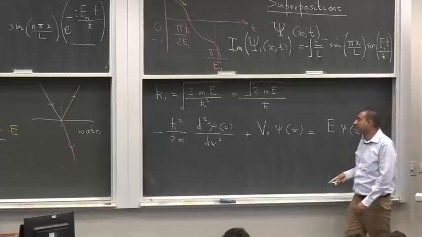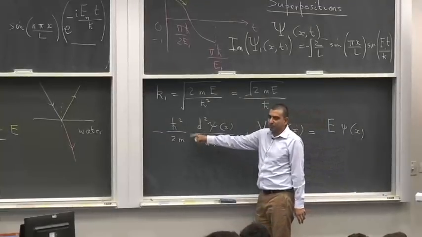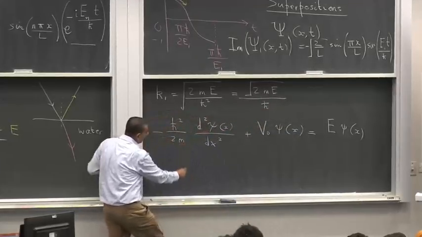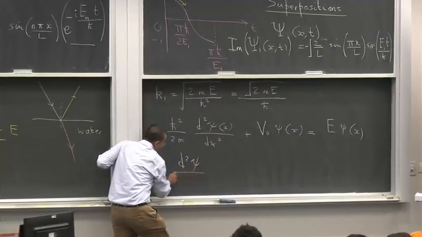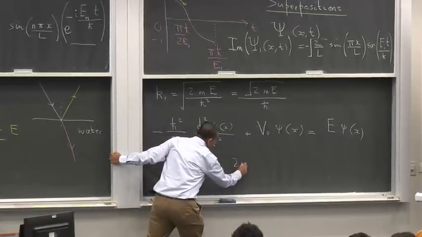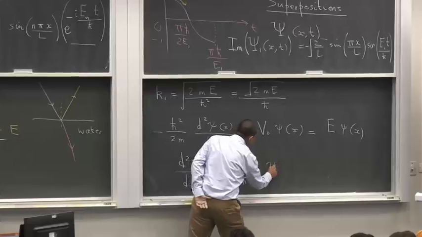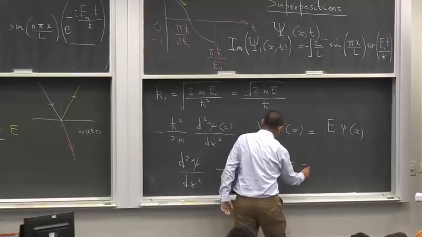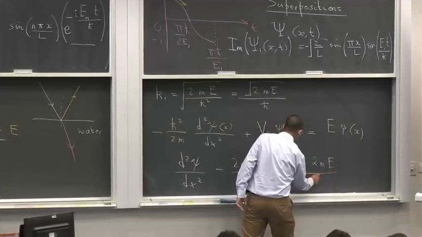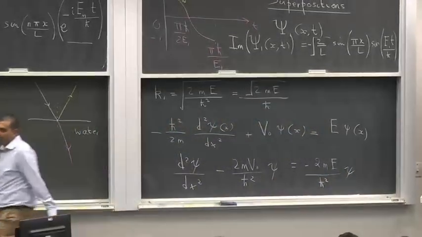So I would like to multiply both sides so as to make the coefficient here 1, in other words, so that I simplify my equation. If I make the coefficient go to 1, I just write d squared psi by dx squared minus 2m V naught over h bar squared psi equals minus 2mE over h bar squared psi. That's all I've done. Some manipulation, algebra.